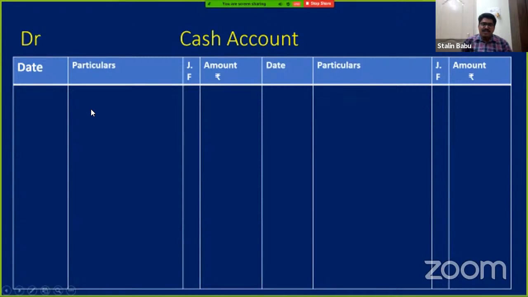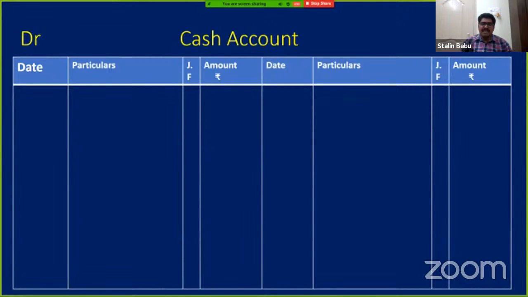If you write cash account on the debit side, it seems senseless. The same way, if you write cash account on the credit side, it seems senseless. So the head of the account never comes on the debit side or credit side. Cash account appears on the top of the account. You remember this very important point. The title of the account never comes in the particulars column on either the debit side or the credit side.